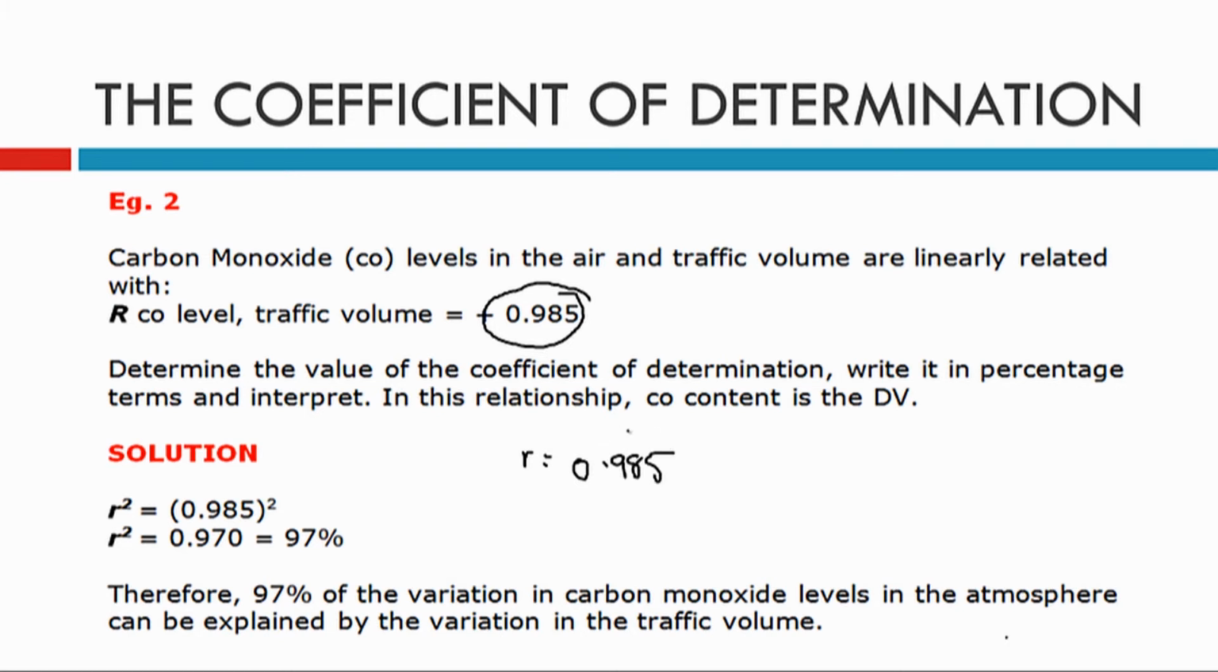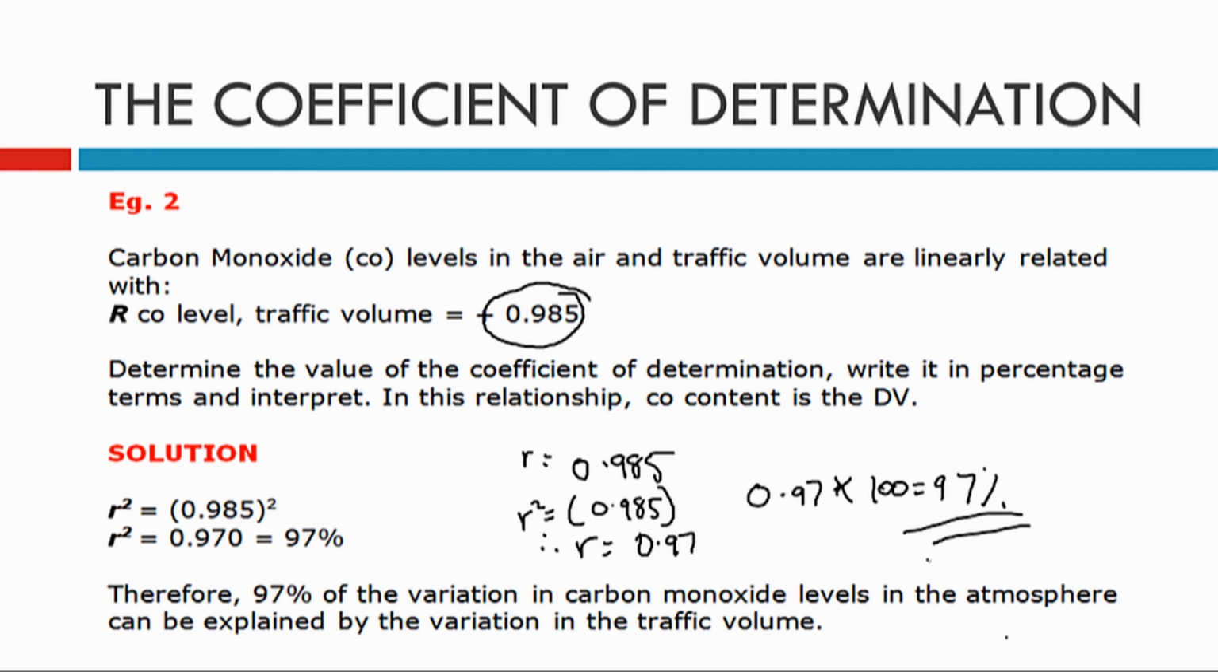So we get the 0.985, and this time, sorry, it's a positive 0.985, not a negative. And when we square that, and again we're squaring the whole thing, we end up getting 0.97. And turning that into a percentage, we get 97%. So we say, therefore, 97% of the variation in carbon monoxide levels in the atmosphere can be explained by the variation in the traffic volume.